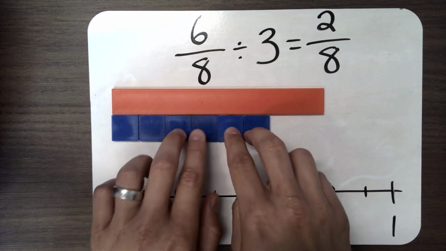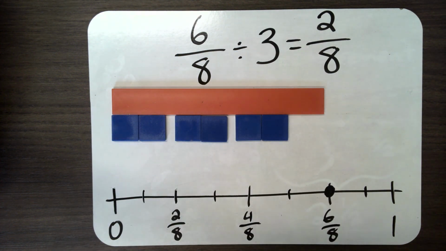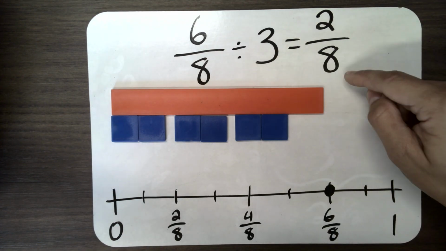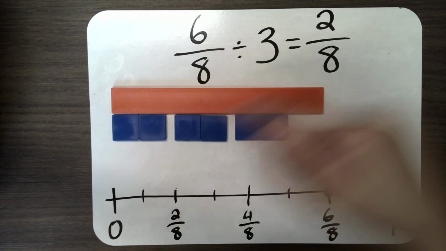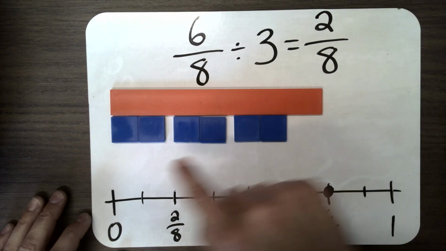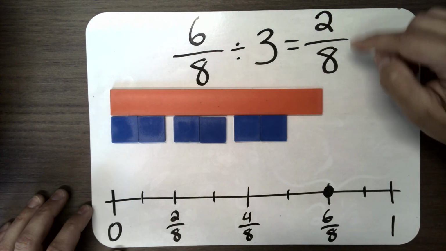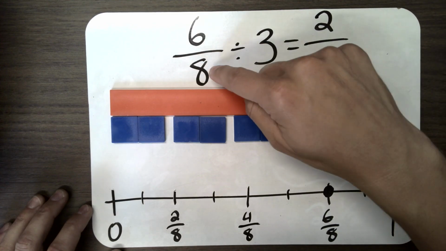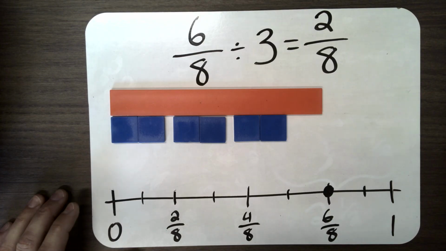We have those 6 parts, so again we can think of separating this into 3 equal groups. Since that's the number of groups, then our quotient has to be the size of each group. So what is the size of each of these groups? It has 2 pieces, that's the numerator. What is the size of the name of each of those pieces? It's an eighth. So we can see that when we divide 6/8 into 3 groups, we get a group size of 2/8. Okay.